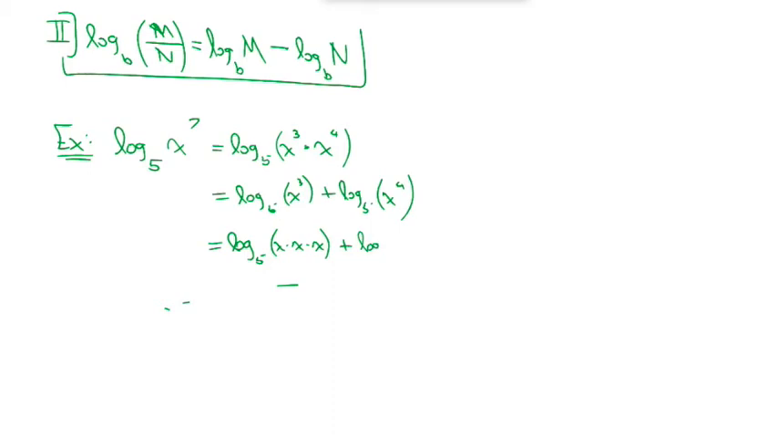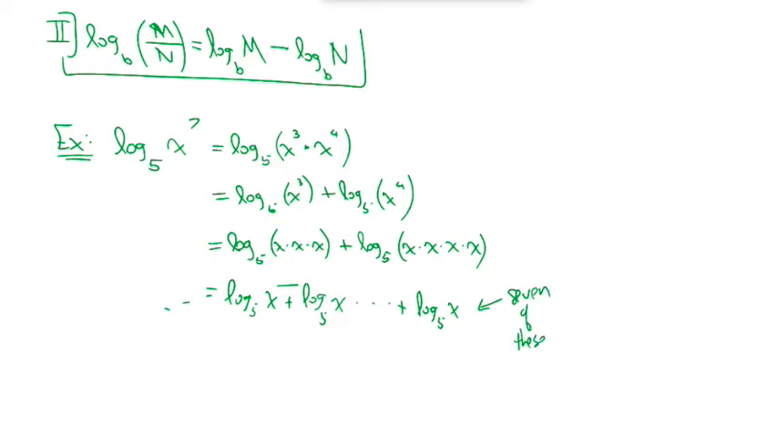Plus, what does log of x to the 4th mean? X times x, 4 x's. This is getting messier. Now, these are all products, so I can separate them all with additions. Products become additions. So this is going to become log base 5 of the first x plus log base 5 of the second x. How many of these am I going to have? 7 of them. Too many. Dot, dot, dot, plus log base 5 of x. There are 7 of these. Great.